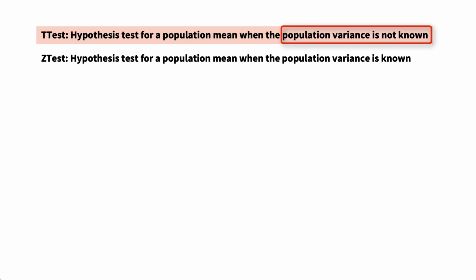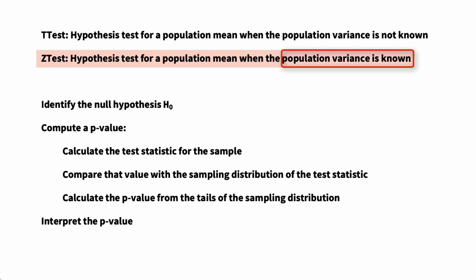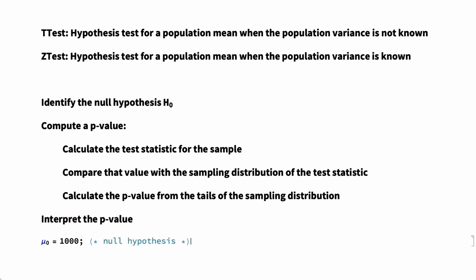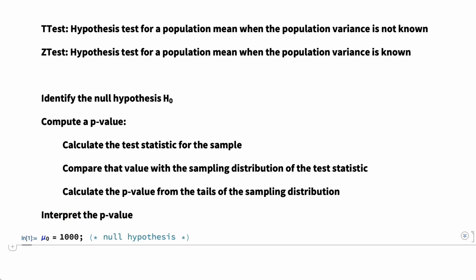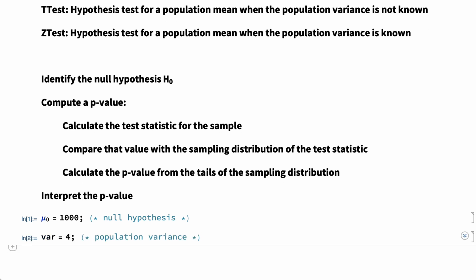There's a slightly more accurate test called a z-test that can be used when the variance of the population is known. The general procedure for the z-test is the same as for other hypothesis tests. Start by identifying the null hypothesis, and then compute a p-value and interpret the p-value. For example, consider a test of the null hypothesis that the mean mu0 of the population is 1,000 and where the population has a known variance of 4.